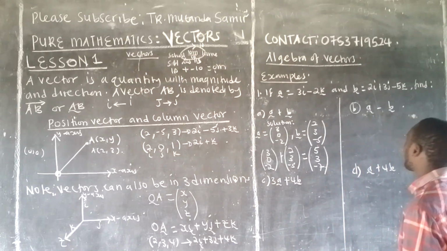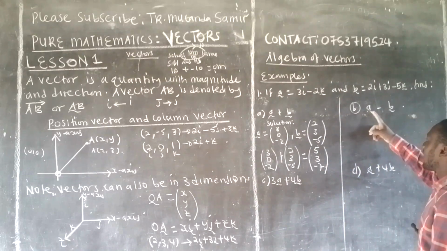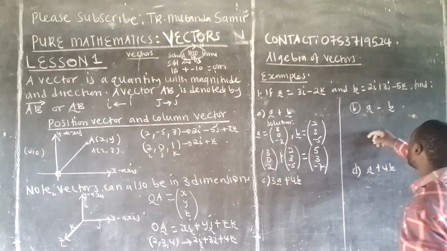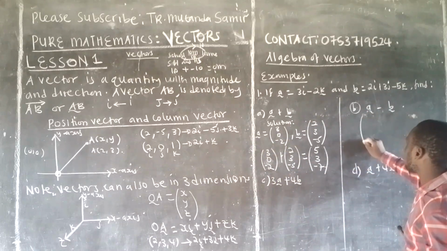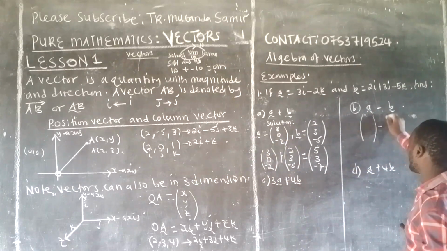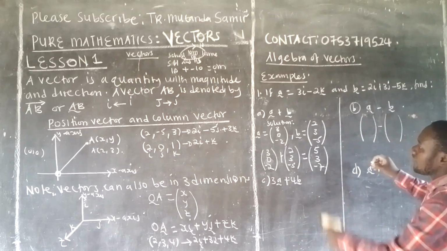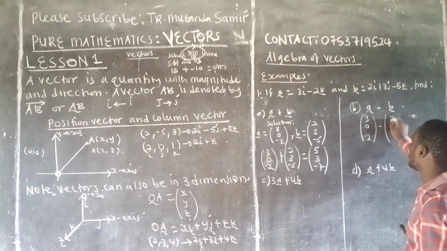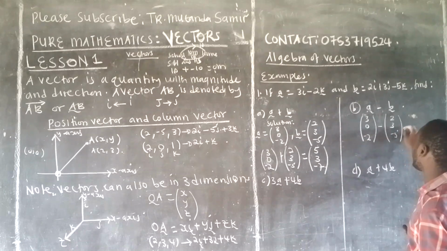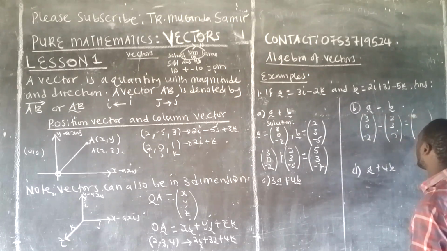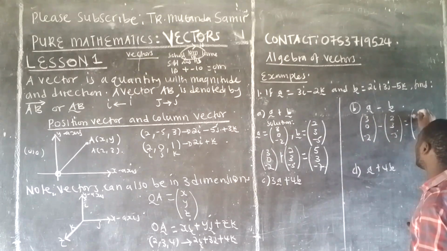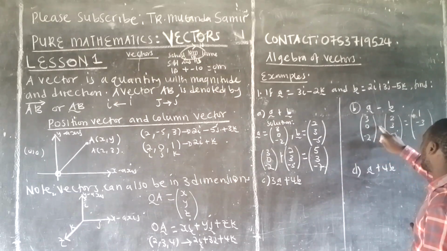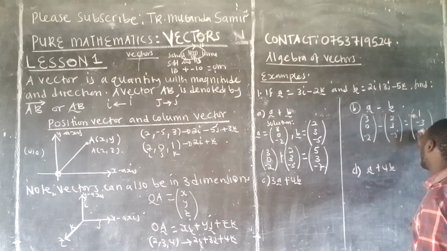Let us proceed. This side we have now A minus B, but we already have them in column form. So A minus B will be just this vector minus that vector. This is 3, 0, -2, then 2, 3, -5. Subtract. What are we going to have? 3 minus 2 is 1. 0 minus 3 is -3. -2 minus -5 will be 3.